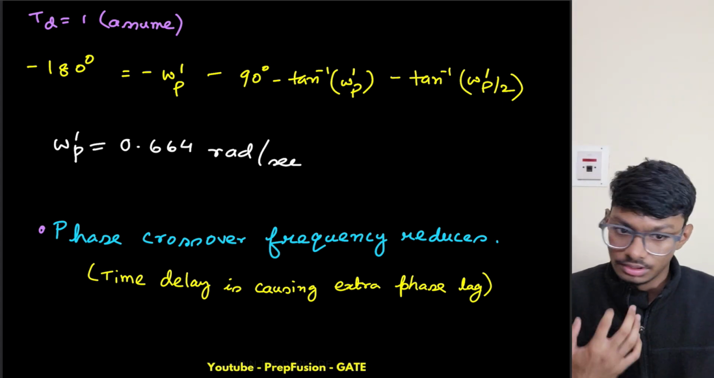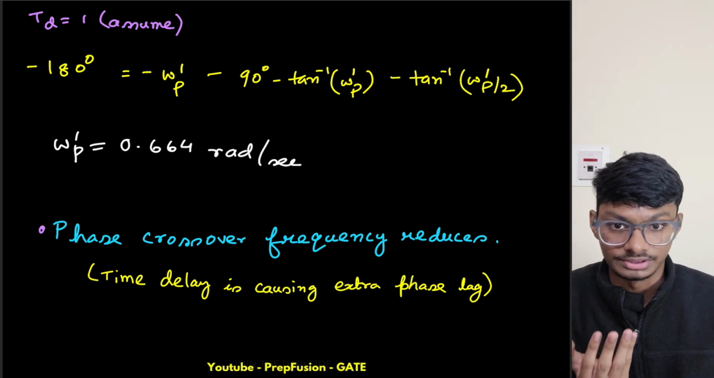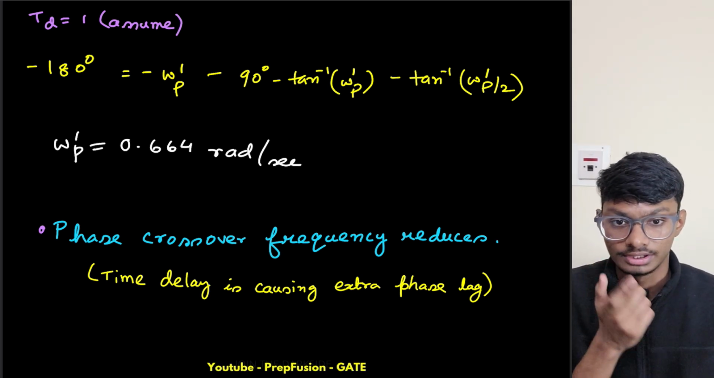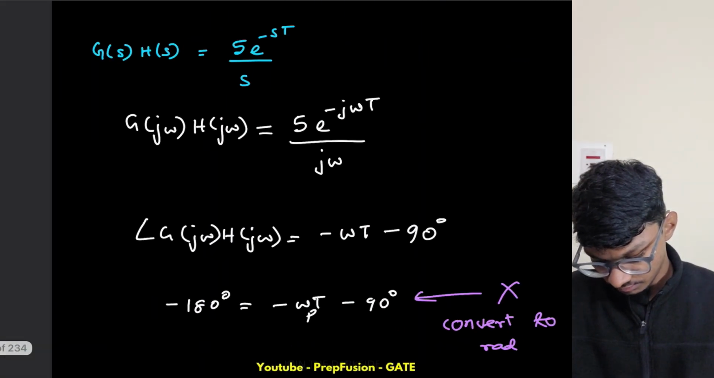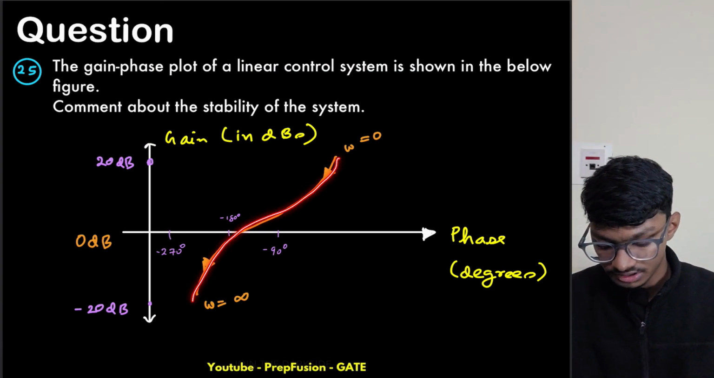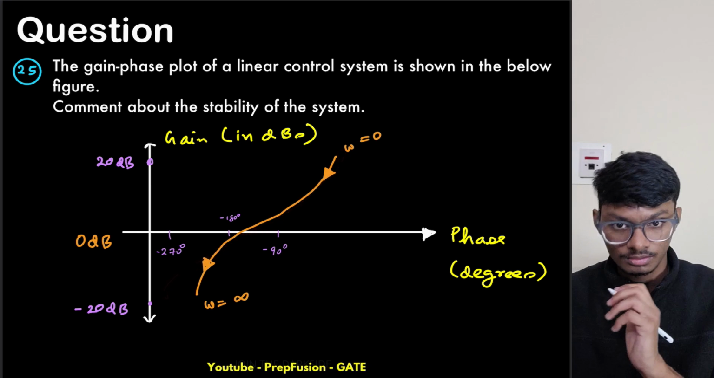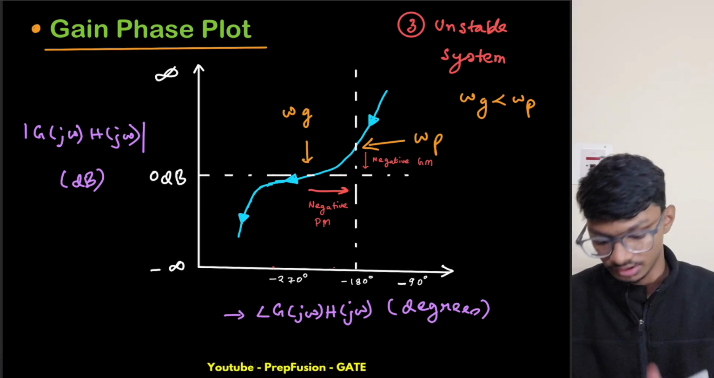Okay, so time delay is causing extra phase lag basically. So this is what we understand. So what will my gain margin be this time? Will the gain margin increase or decrease if my phase crossover frequency is reduced? From this plot you can understand graphically. Magnitude is always monotonically decreasing for a proper transfer function, as I explained earlier also.